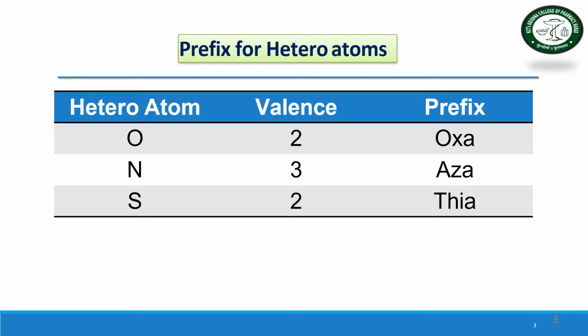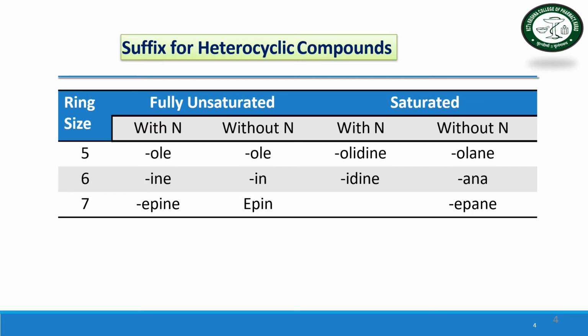So my question for students: what are the different heteroatoms and what are the prefixes used if the heteroatoms are present? Write your answer in your notebook, pause the video and then go to the next slide. Okay, next. Here we discuss these prefixes used for heterocyclic compounds: ring size containing 5-membered ring, 6-membered ring and 7-membered ring.